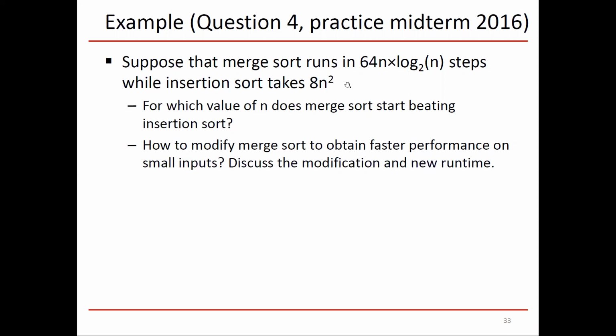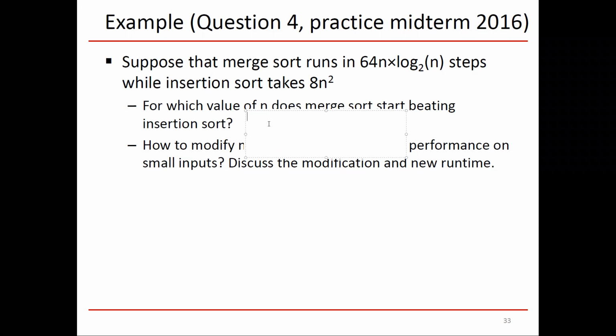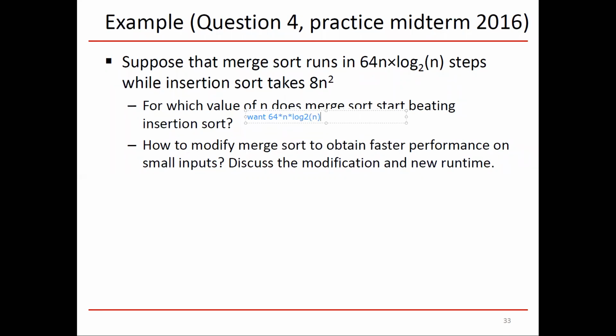So the first part of the question was, for which value of n does merge sort start beating insertion sort? So the solution here was as follows. What does it mean merge sort starts beating? We want 64 times n times log base 2 of n to be less than or equal to 8n squared. In other words, let's divide by n and let's divide by 8. We want 8 times log base 2 of n to be less than or equal to n.